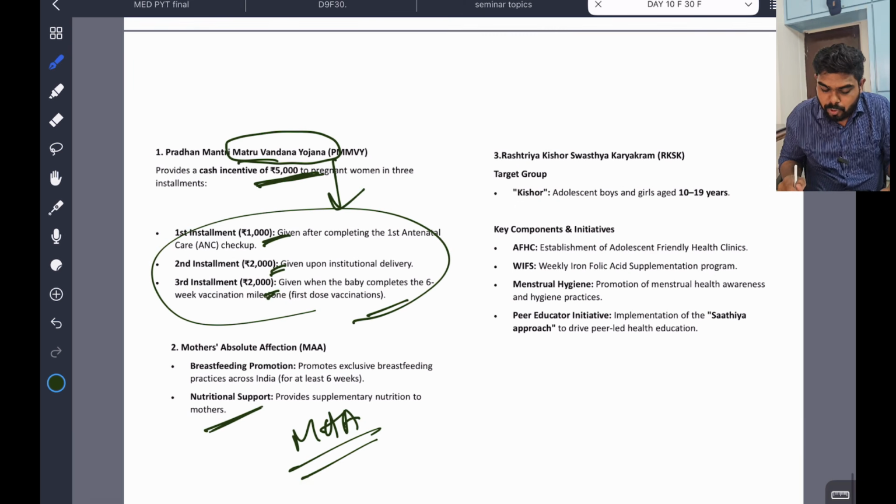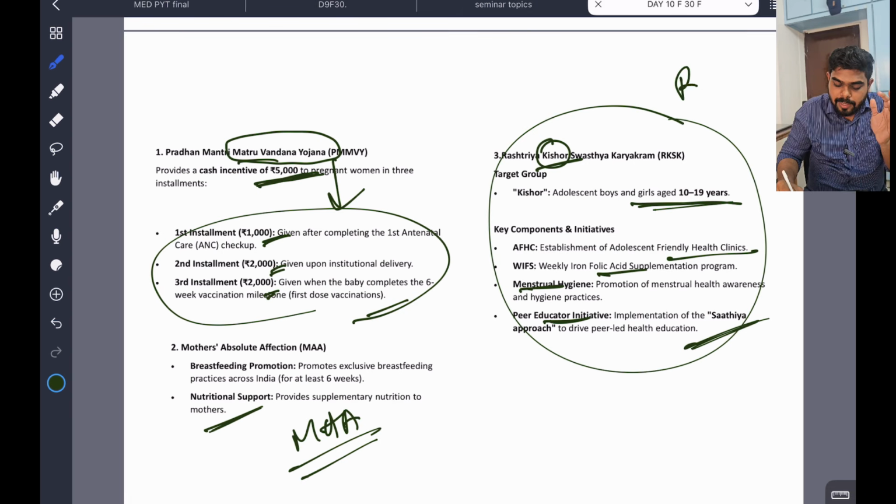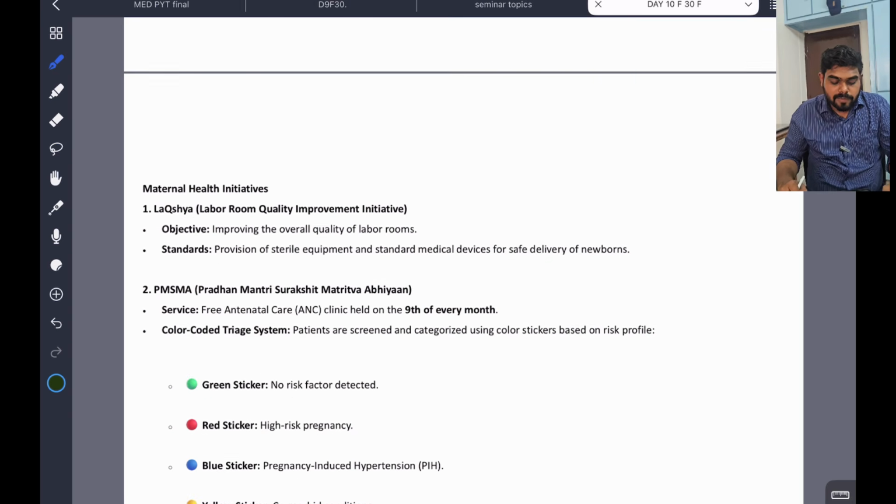And Rashtriya Kishore Swasthya Karyakram. Kishore means adolescents, boys and girls aged 10 to 19. So they are focusing more on them. Adolescent friendly health clinics are provided. Weekly iron folic acid supplementation is given. Menstrual hygiene in females, peer education, sexual education, Saathiya approach. These come under RKSK, Rashtriya Kishore Swasthya Karyakram. Clear?